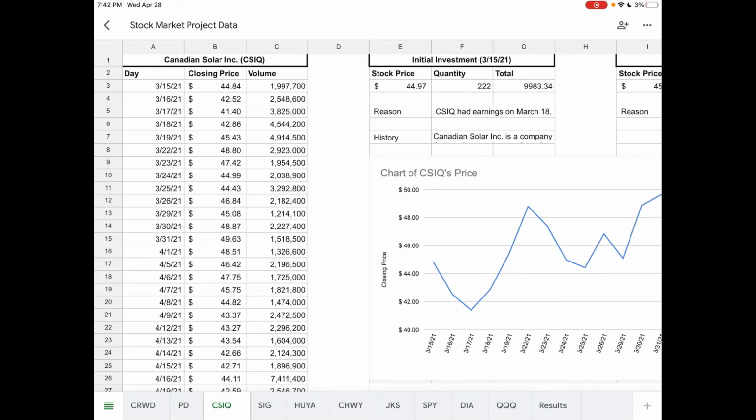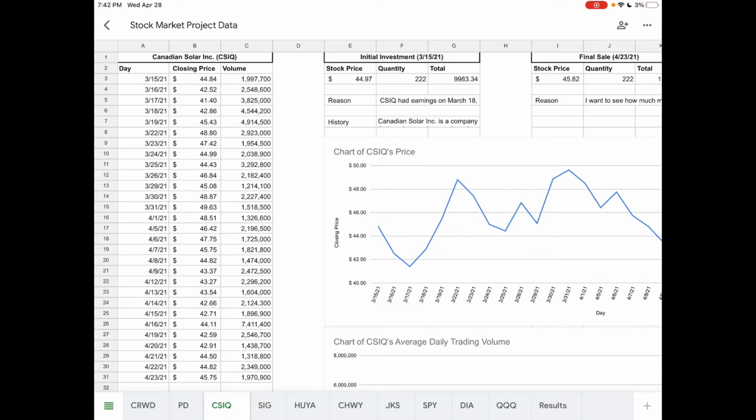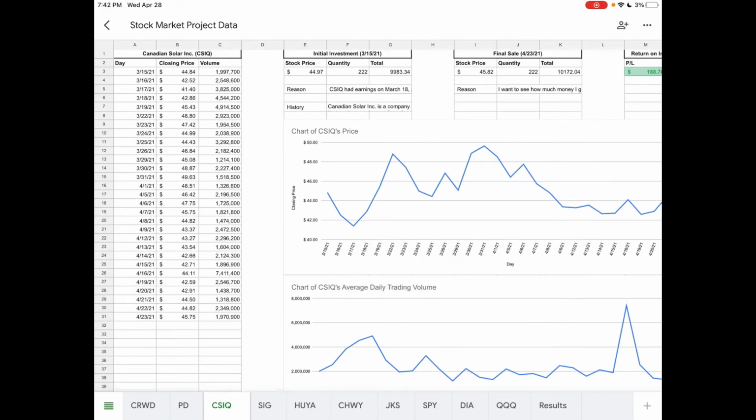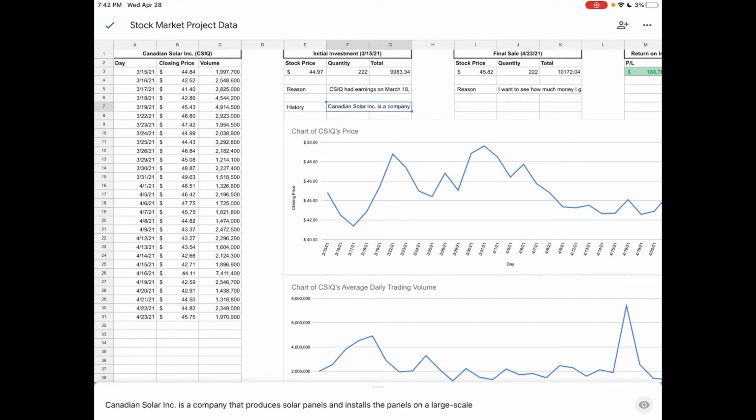All right. So the next stock that I have is Canadian Solar Incorporated, and it is a company that produces solar panels and installs the panels on a large scale. So here is the data that I collected.